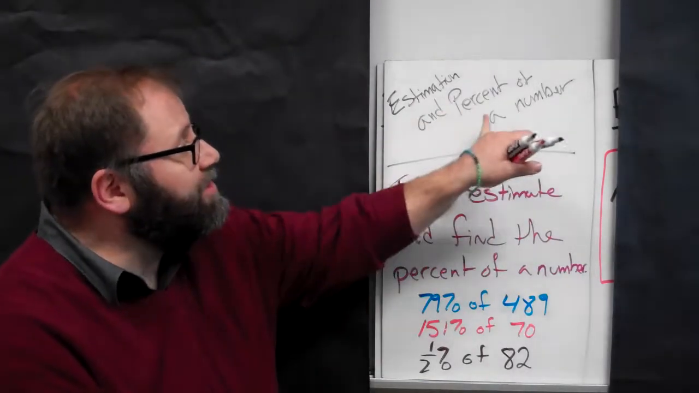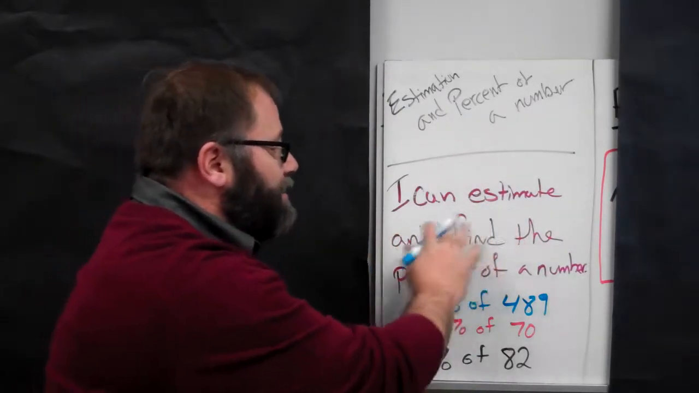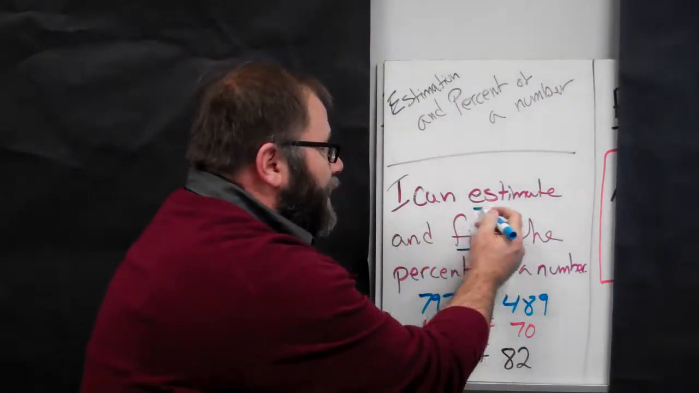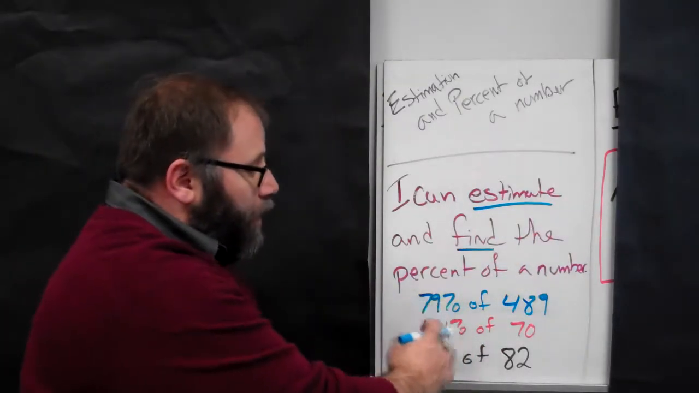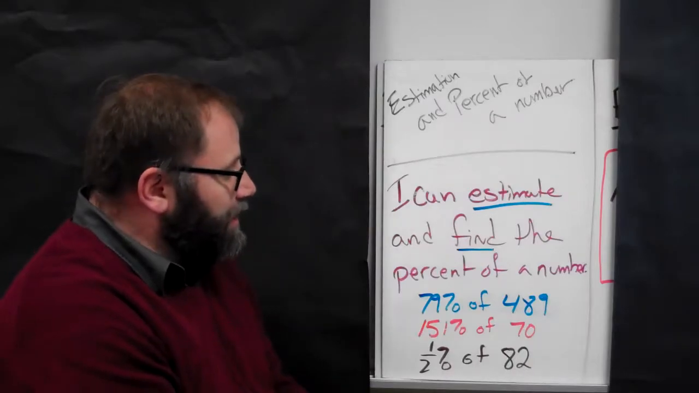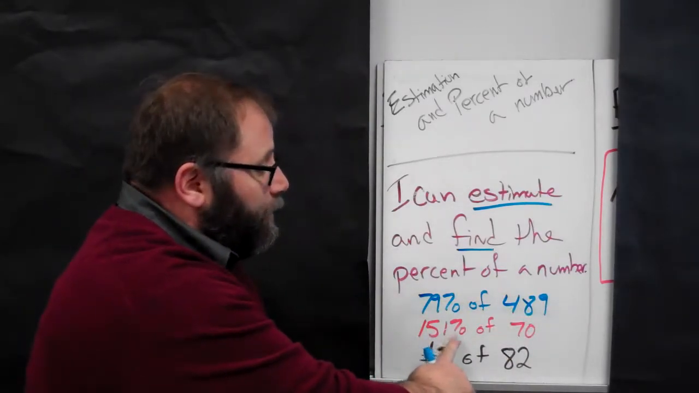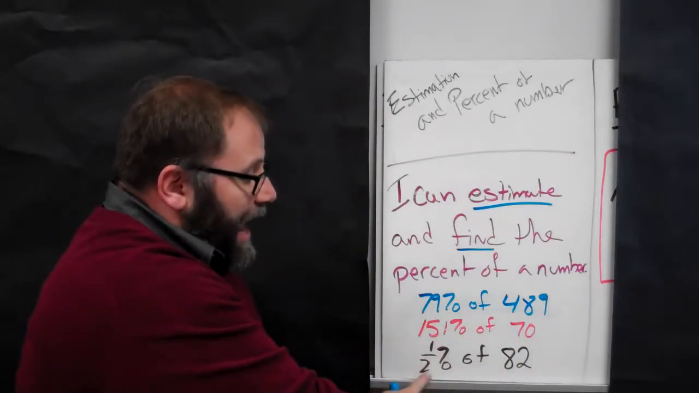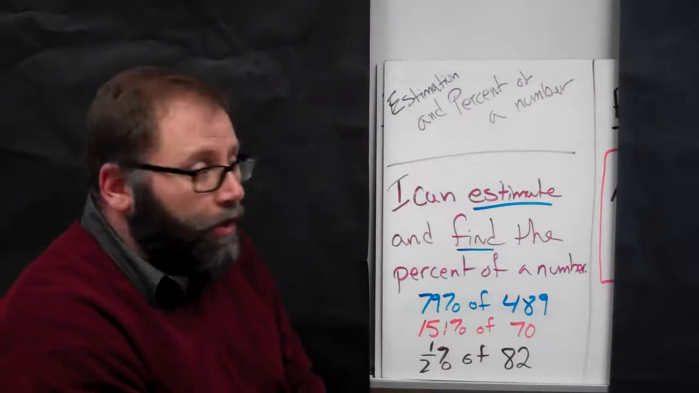Anyway, we're doing estimation and the percent of a number, and by the end of this you will be able to estimate and find the percent of a number, and do that for all three of these. Estimate the value of 79% of 489, estimate 151% of 70, estimate half a percent of 82, and then also solve those.